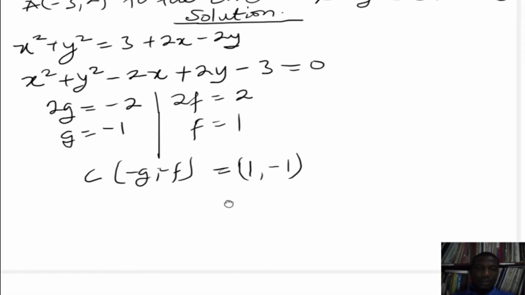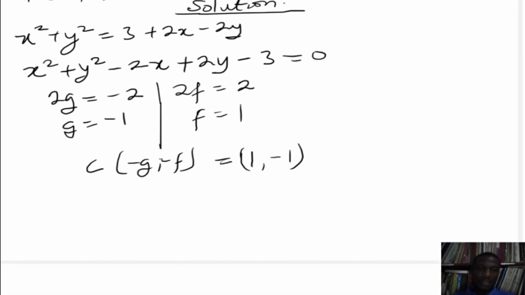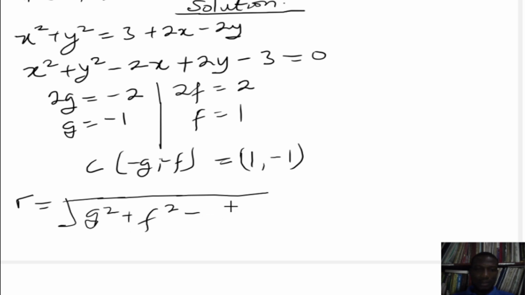Then we go ahead to find the radius of the circle. Again, I already have a video on that, and r equals the square root of g squared plus f squared minus c, where c is the constant term of the equation.